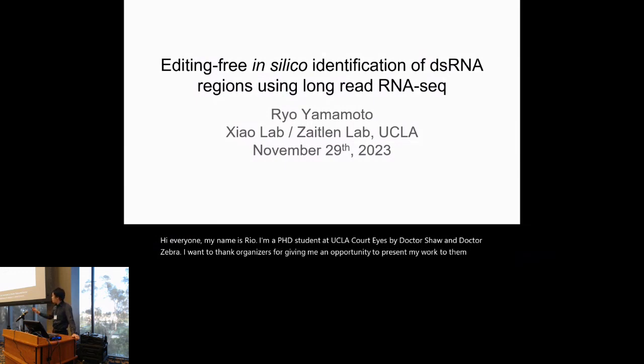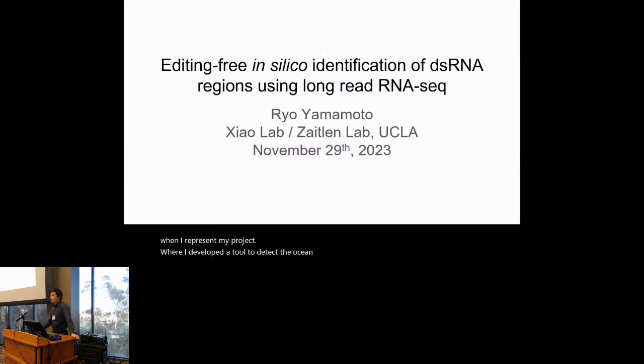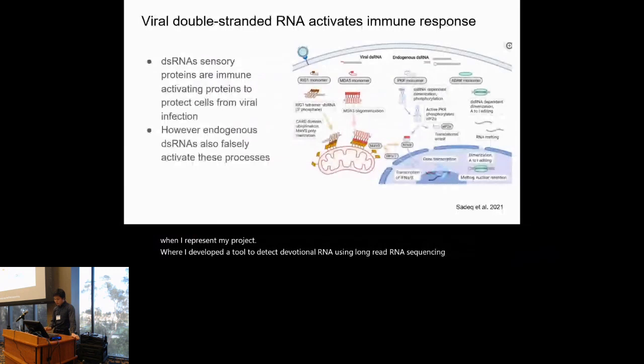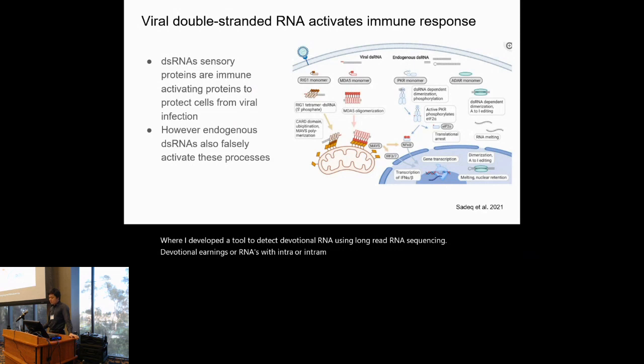Today, I'm going to be presenting my project, where I developed a tool to detect double-stranded RNA using long-read RNA sequencing. Double-stranded RNAs are RNAs with inter- or intramolecular double-strand bindings, and it's a known feature of viral RNAs. To protect itself from viral infections, viral double-stranded RNAs are sensed by immune-activating sensory proteins to activate immune response. However, RNA transcribed endogenously from your own genome can also form double strands and falsely activate immune response.